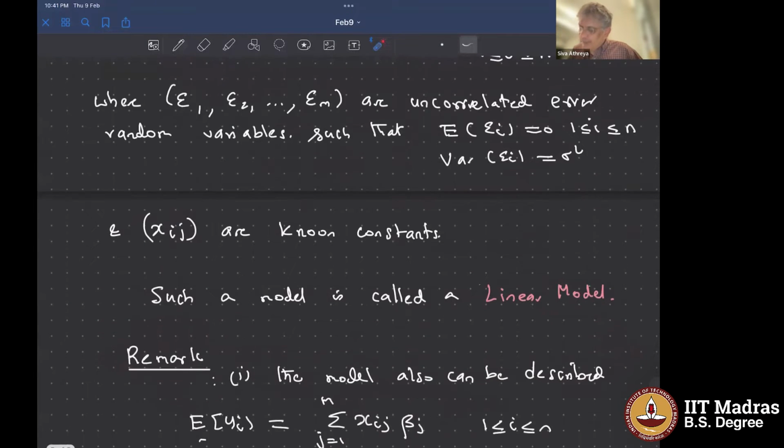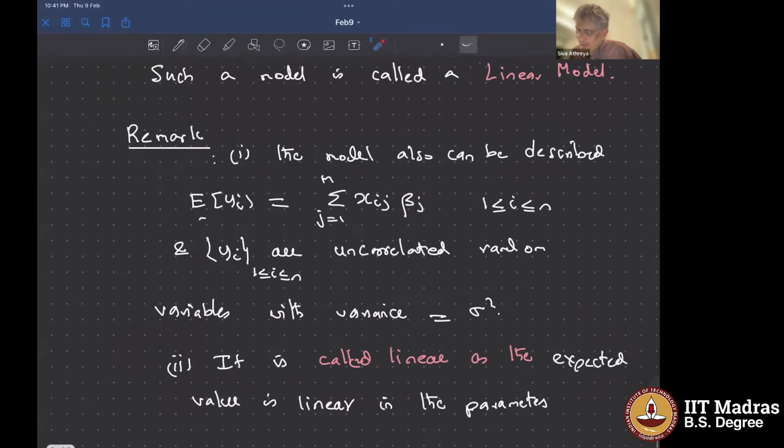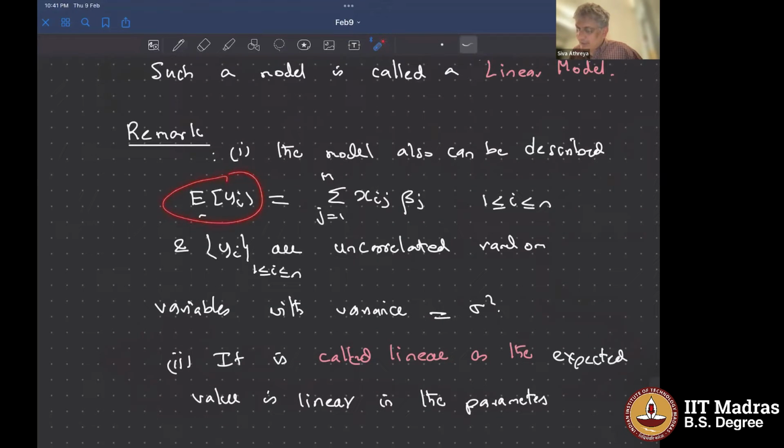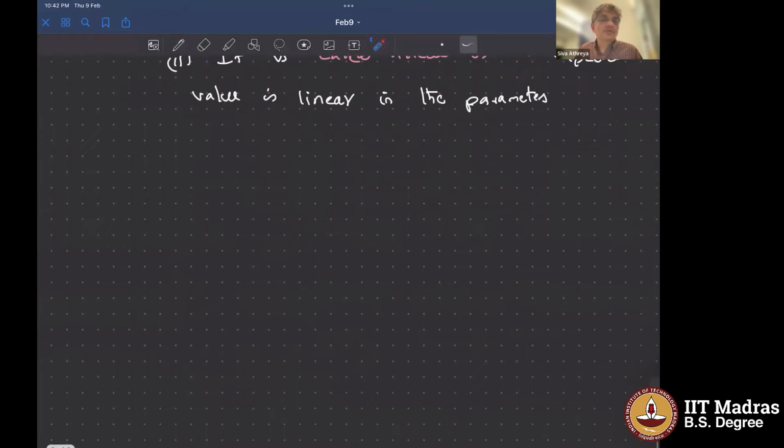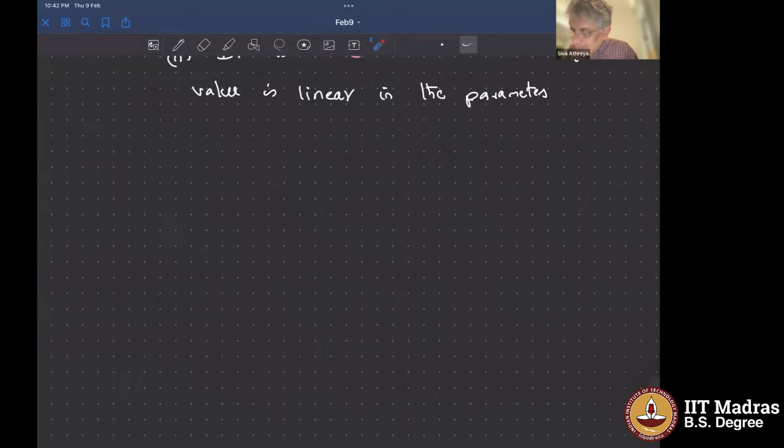The reason for calling it a linear model is that you could rewrite the model as the mean of y_i being a linear combination of the beta_i's, unknown parameters, but the y_i's are uncorrelated random variables with variance sigma squared, as another way of representing the model. And since the mean is a linear function of the betas, it's called a linear model. Okay, let me give some quick examples, and then I'll start some understanding of this particular model set.